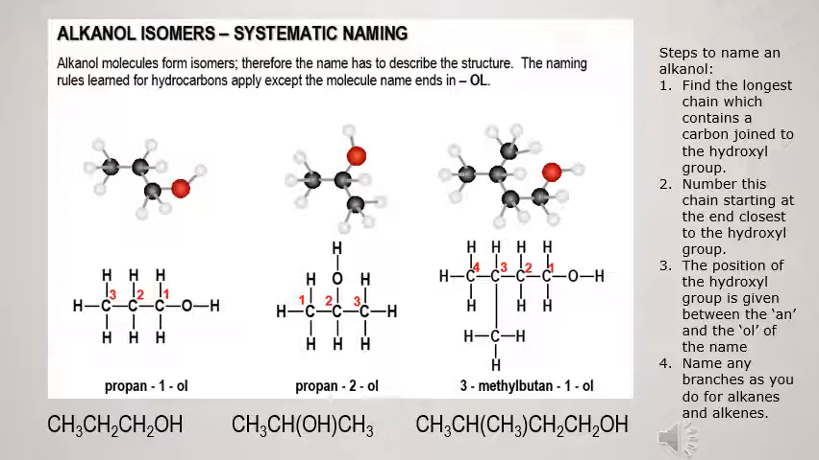We can also have branched alkanols. Technically this isn't part of National 5, but it's worthwhile for you to know anyway, and you can see the example on here, 3-methyl-butan-1-ol. Make sure you copy down all of the structures on this slide, as well as their names and shortened structural formula, as well as writing down the steps to name an alkanol.